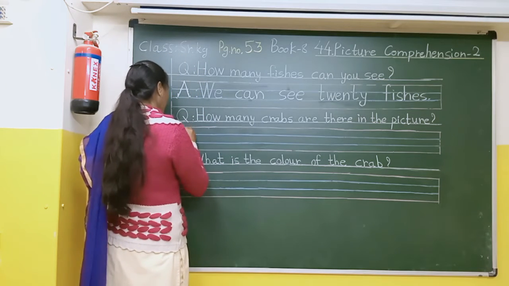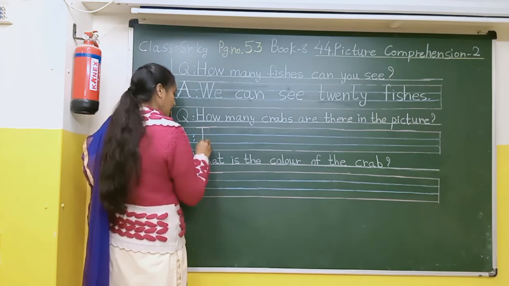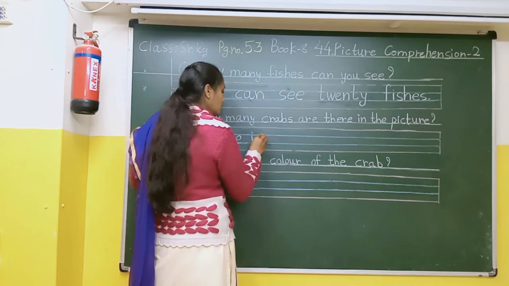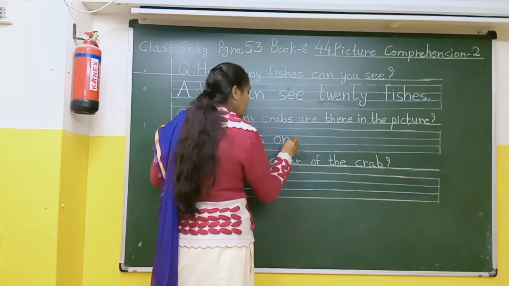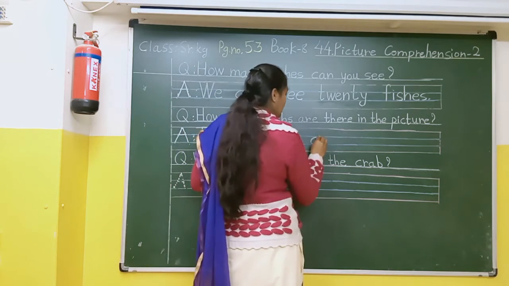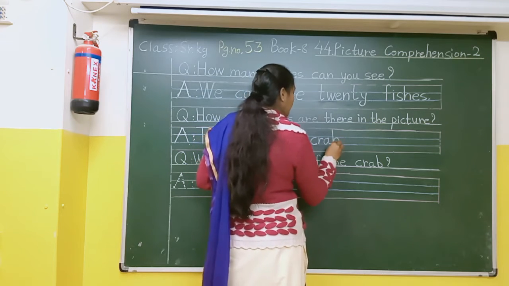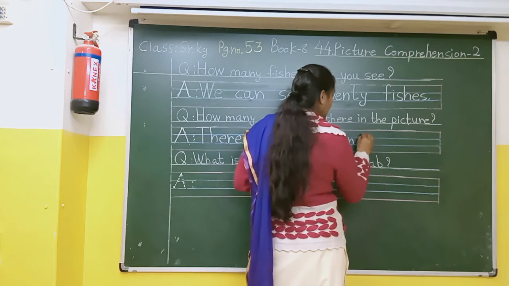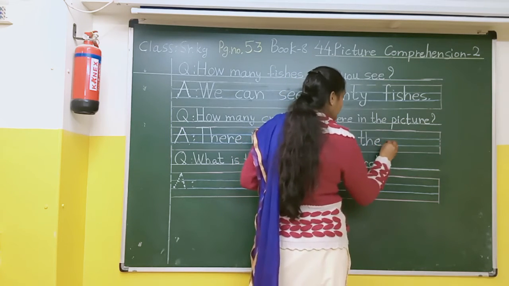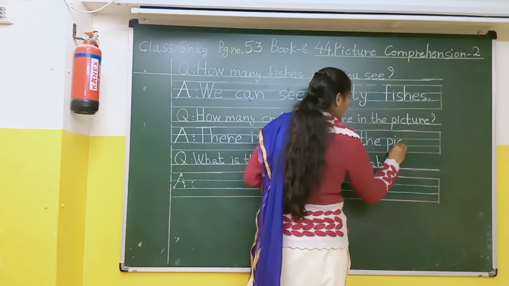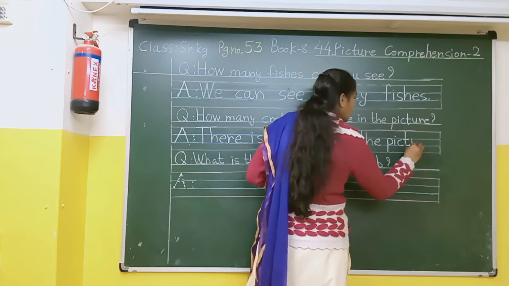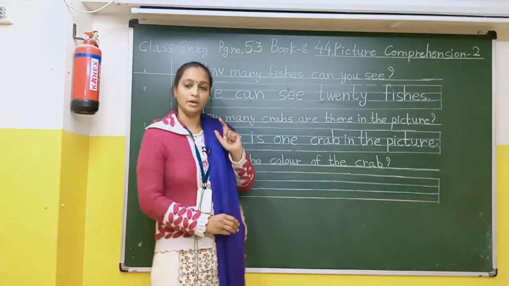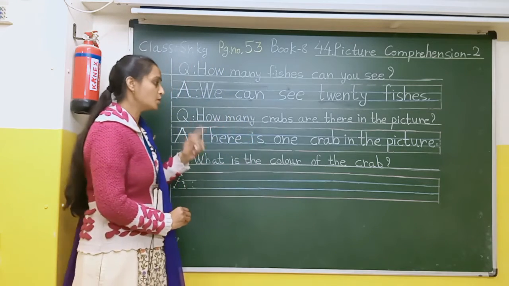Okay. So first of all we have to write A for answer. After that, T capital. T-H-E-R-E, there, I-S, is. After that we have to write one, after that we have to write crab, C-R-A-B, crab, in, T-H-E, the, then we have to write picture, P-I-C-T-U-R-E, full stop. There is one crab in the picture. Okay students, so in this way you have to write.